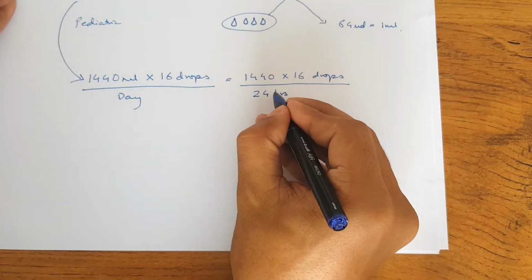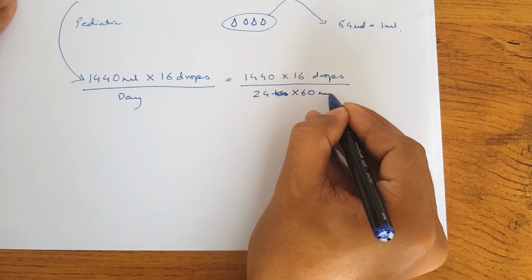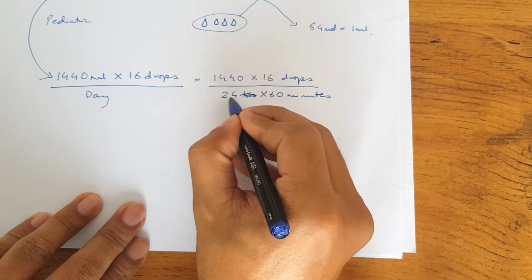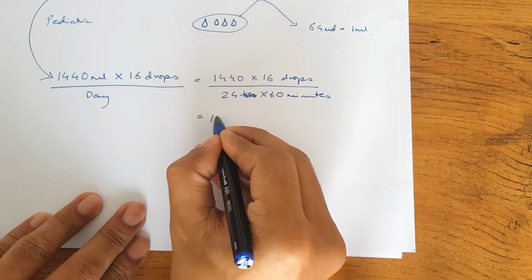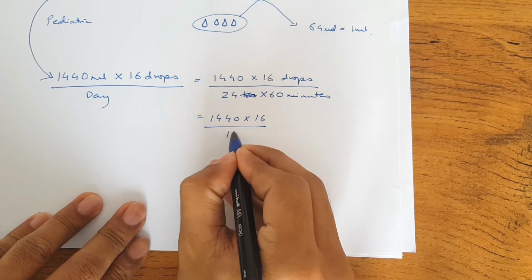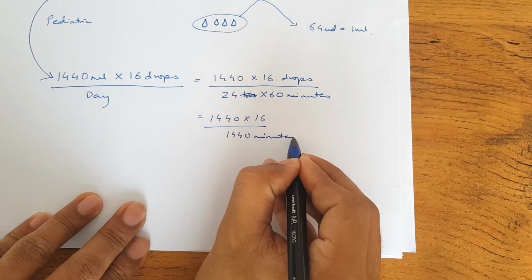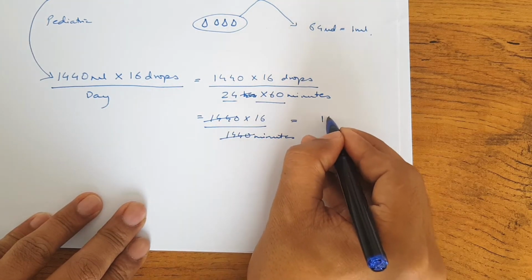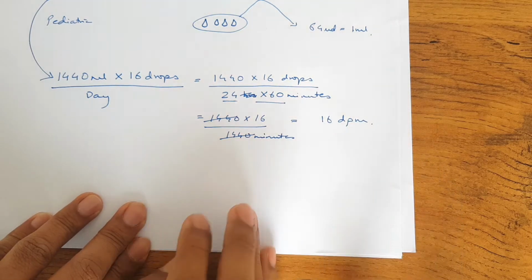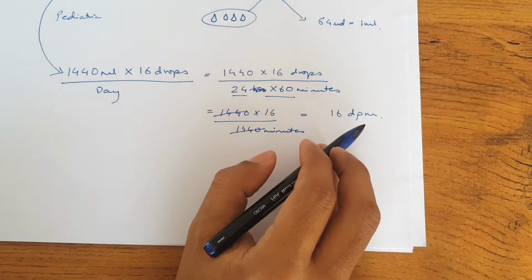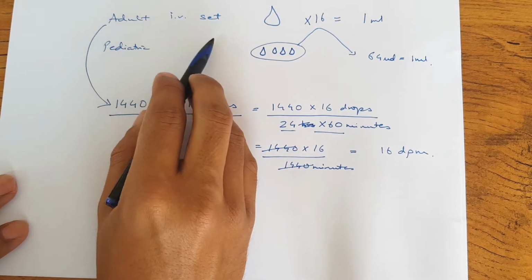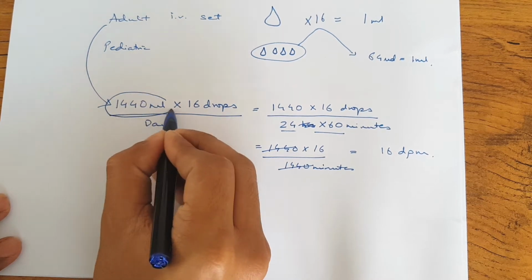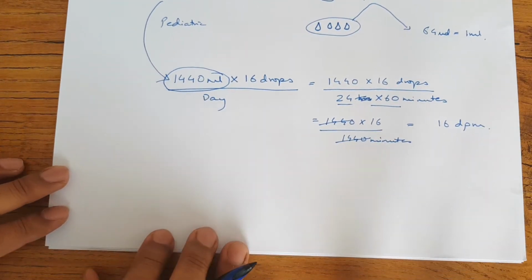But in minutes, it is 24 into 60 minutes. So this is equal to 1440 into 16 divided by 1440 minutes. 24 into 60 is 1440. So this will cancel, and you have to give the fluid at 16 drops per minute. So when 16 drops per minute are falling in an adult IV set, ultimately there will be 1440 ml of IV fluids infused into that individual.